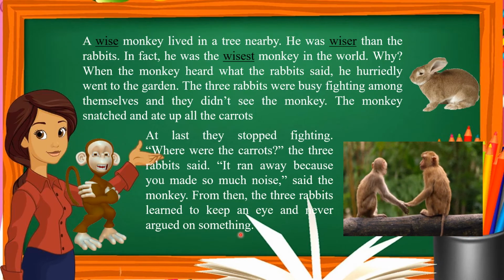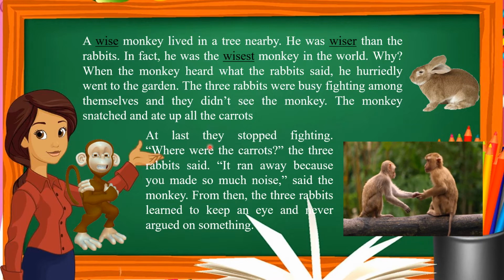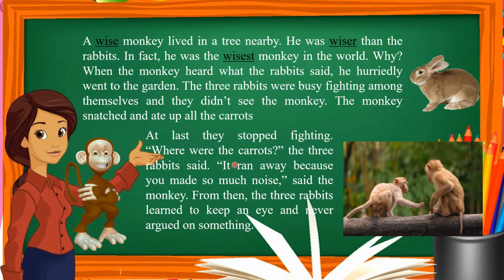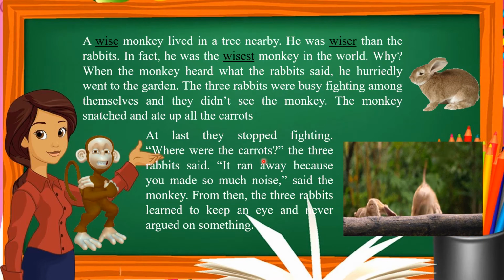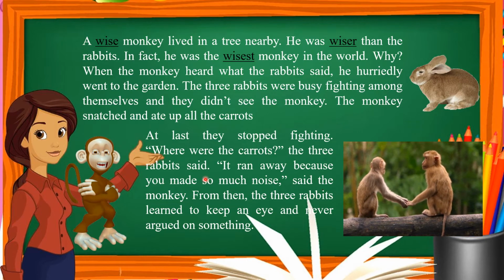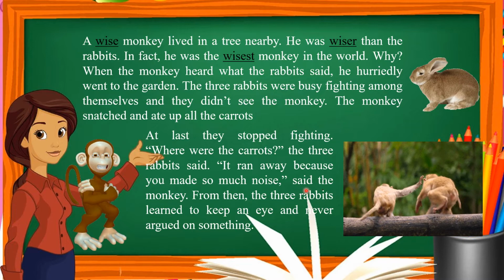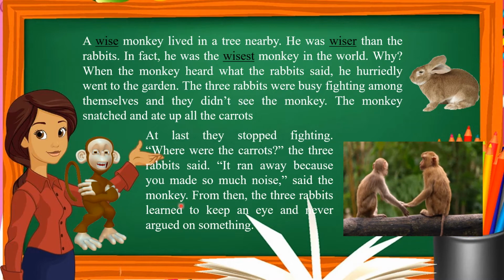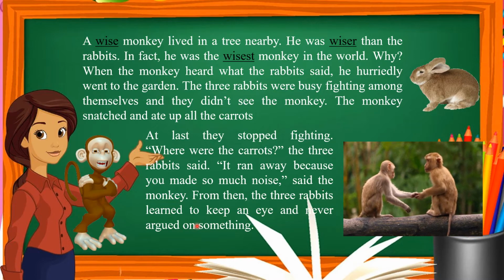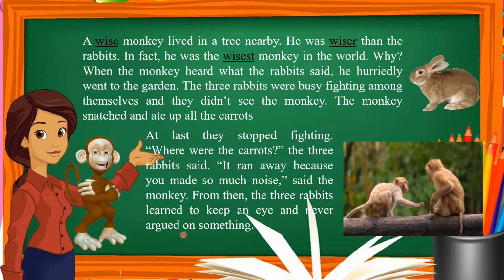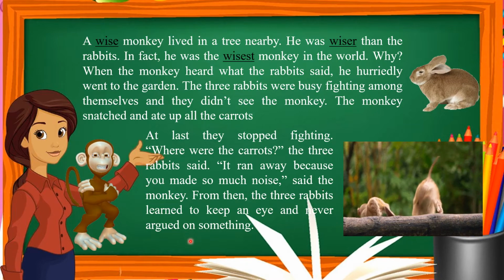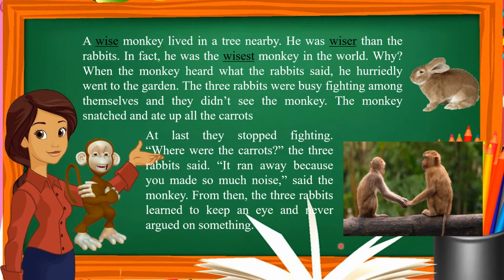Okay, everybody, let's read it again. At last, they stopped fighting. Where were the carrots? the 3 rabbits said. It ran away because you made so much noise, said the monkey. From then, the 3 rabbits learned to keep an eye and never argued on something. Okay, here's the monkey. Here's the rabbit.